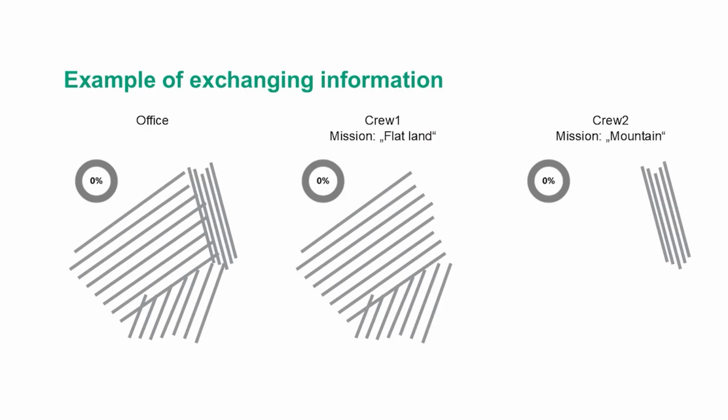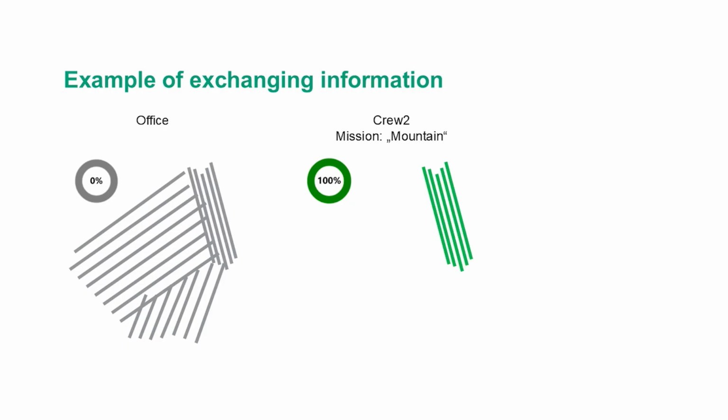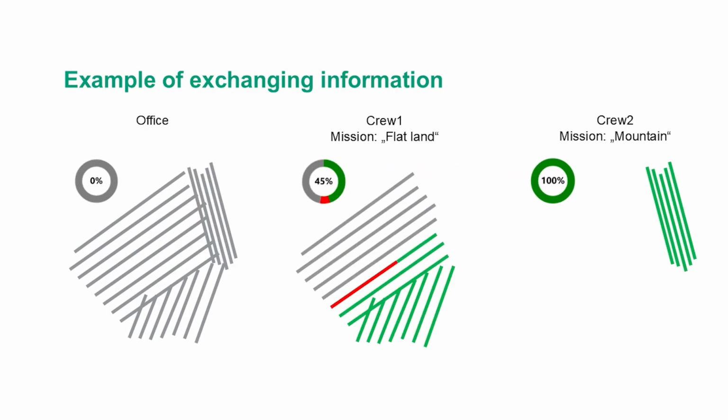So let's imagine this fictional project here. There are two missions that are flown by an individual aircraft. There is the mission Flatland and there is the mission Mountain. The Mountain mission is flown entirely successful. However, the first mission, the mission Flatland, there was an error in the middle of a flight line and the crew has to cancel this flight.